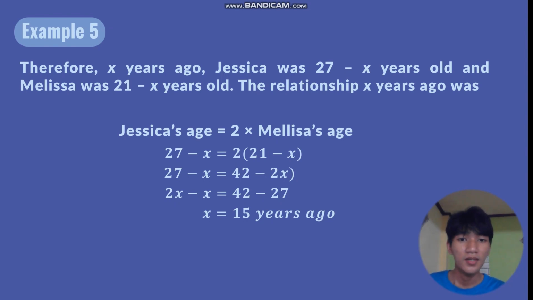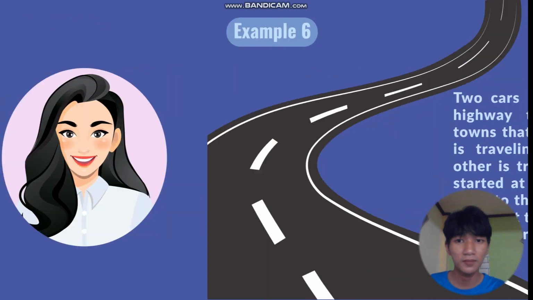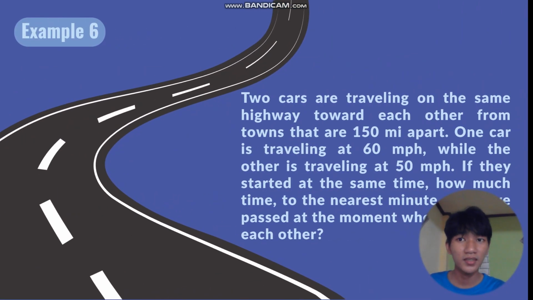and the value of x is 15 years ago. To check, we compute the girls' ages 15 years ago. Jessica was 27 minus 15 is 12 years old, and Melissa was 21 minus 15 is 6 years old. Clearly, Jessica was twice as old as Melissa. And the last example is number 6.